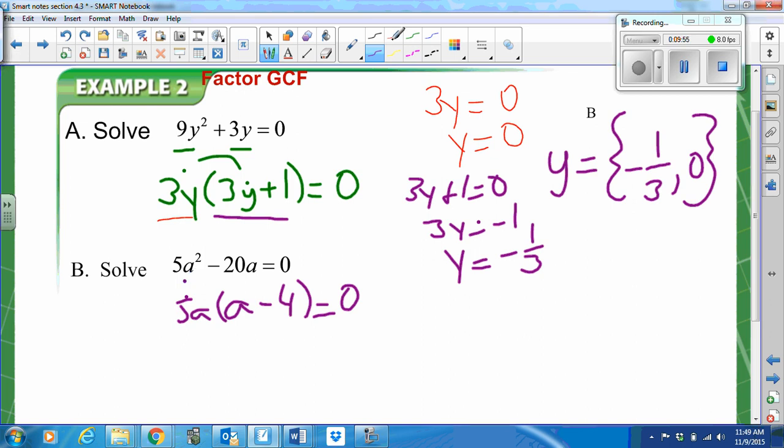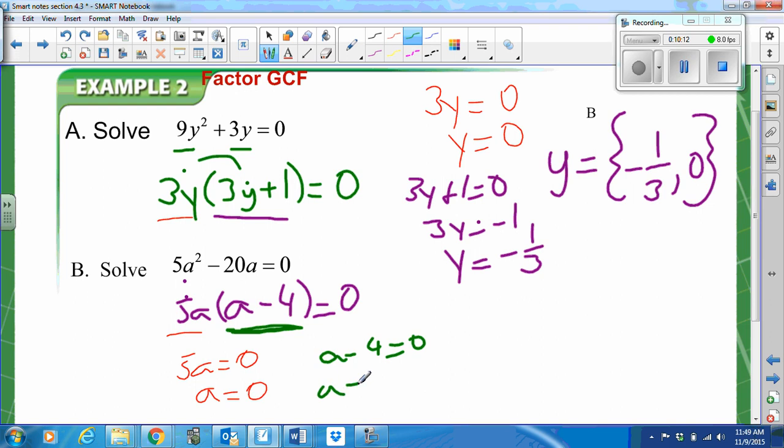So for our first factor, we want to say what value of a is going to make 5a equal to 0. That's going to be 0. For our second factor, a minus 4, what value of a would make that equal to 0? In this case, a would be 4. So for this one, your solution set would be a can equal 0 or 4.